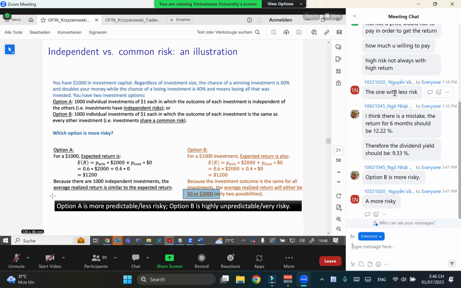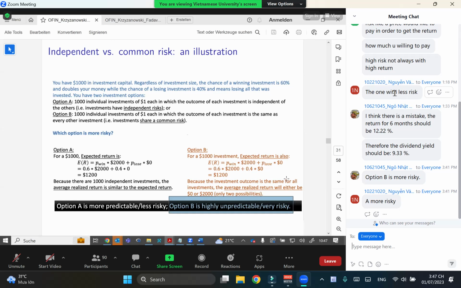So the takeaway should be, from what I said, option A is more predictable or less risky, right? Because you have many individual rounds of games where every time you have the 60% chance to win or lose. However, option B, you play the game once for all the 1,000 investments. So you either have 0 or 2,000. In the good state, in 60%, you might have a high reward. But also in 40%, you get a really bad outcome of 0, right?